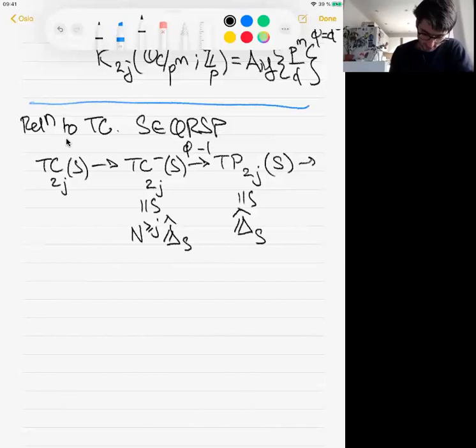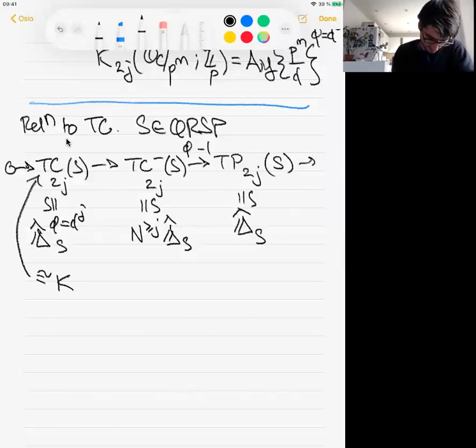And then when you pass to the Frobenius invariants, that will identify with, well, it'll be exactly the phi equals d to the j eigenspace inside it. But that term, this topological cyclic homology term, will again, by the similar results that I just highlighted in characteristic p, be the same as the K group, in fact. The trace map will identify K through topological cyclic homology in this term. So this, in practice, is how you actually do the calculation.